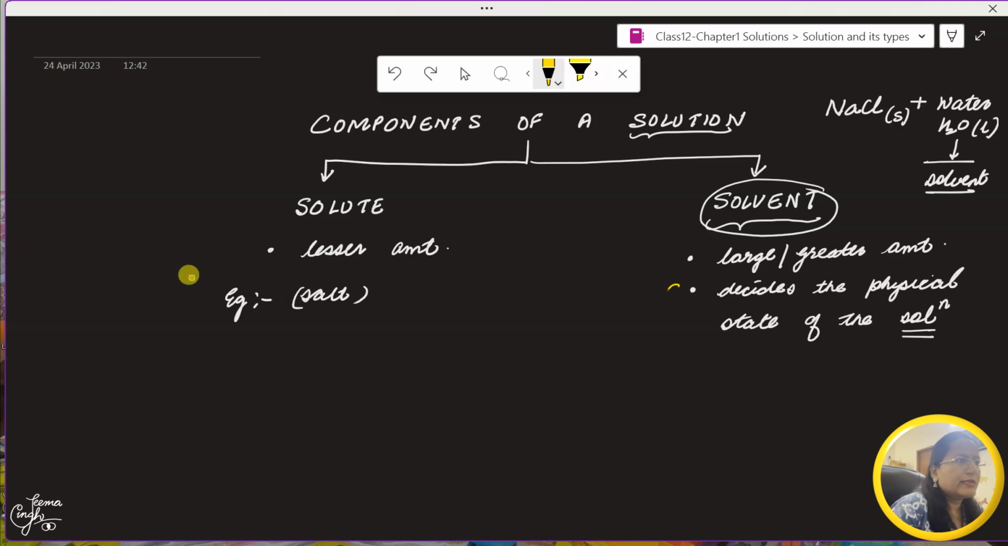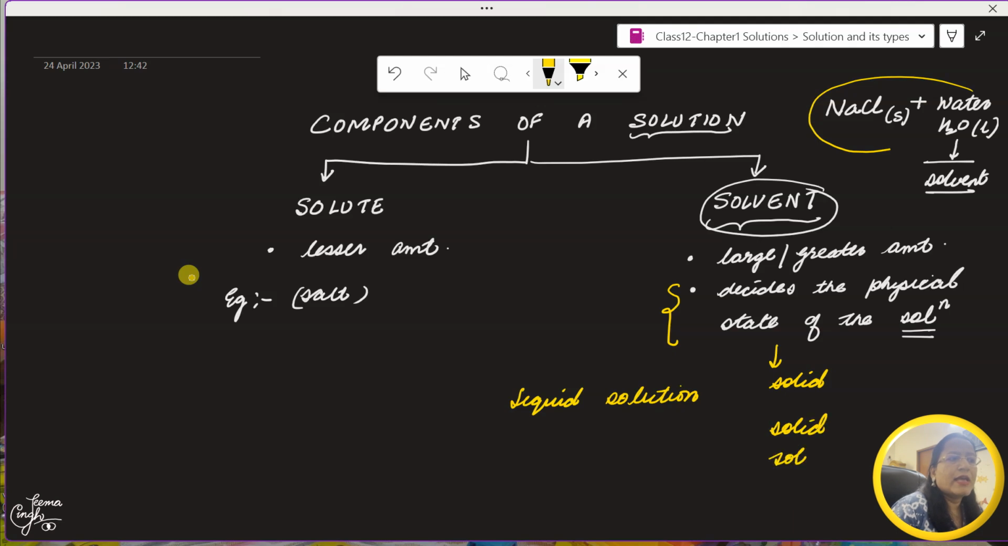Now let us further understand this particular line. It decides the physical state of the solution. For example, NaCl in water. What is the state of water? Liquid. So NaCl in water is an example of a liquid solution. Depending on which state your solvent is, the same goes for the solution. Liquid solution. For example, if the solvent is solid, we'll have solid solutions. And if your solvent is a gas, we call them gaseous solutions.